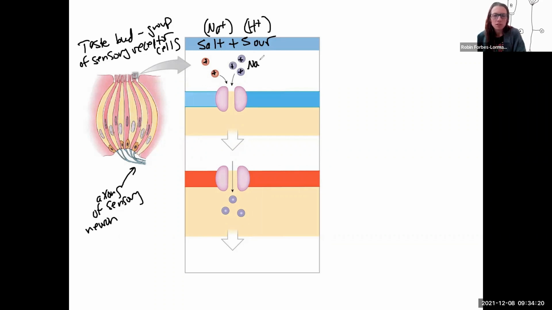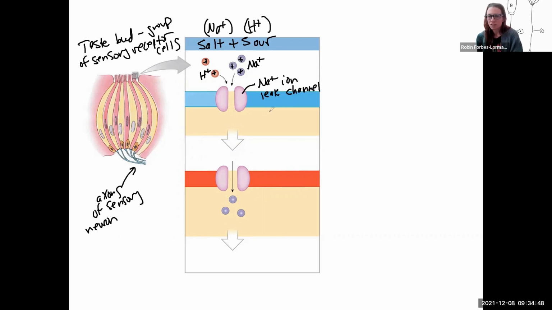This blue represents sodium, the orangish represents hydrogen. There's different channels for each of these. So let's say this one is a sodium channel, right? It's because these are somewhat specific, probably somewhat variable how specific they are, but it's a leak channel. Why can it be a leak channel? Well, it doesn't need to be regulated. When there's sodium on your tongue, you want it to be detected.